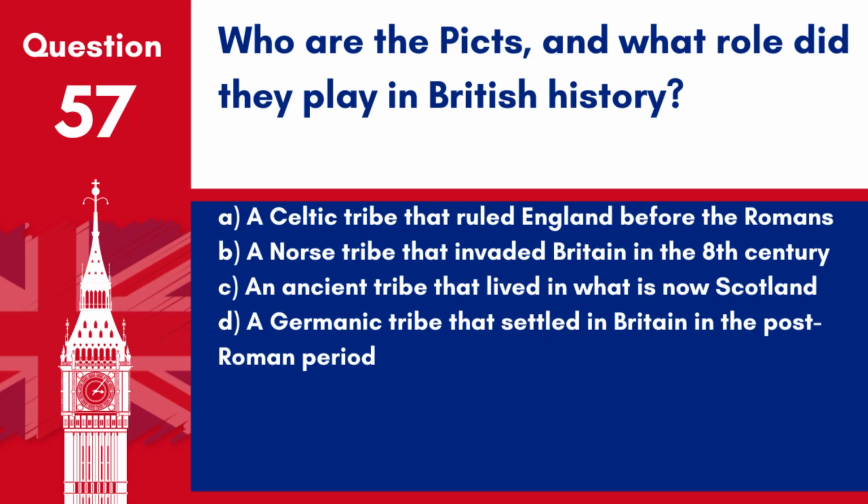Question 57. Who are the Picts and what role did they play in British history? A. A Celtic tribe that ruled England before the Romans. B. A Norse tribe that invaded Britain in the 8th century. C. An ancient tribe that lived in what is now Scotland. D. A Germanic tribe that settled in Britain in the post-Roman period.